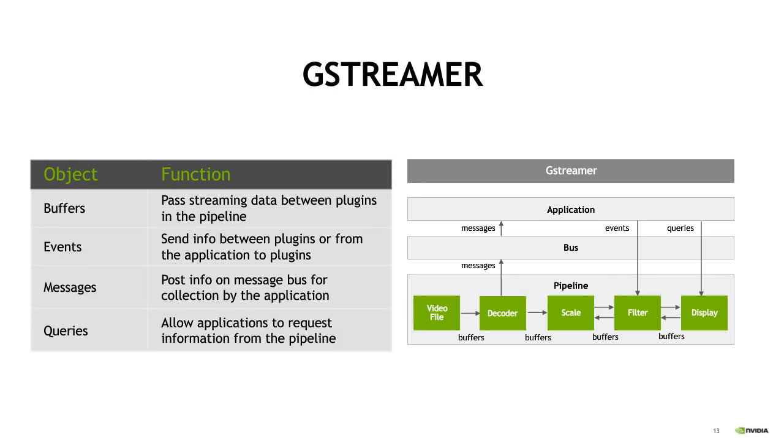Now, events send information between plugins or from the application to the plugin. You can create events for specific use cases. You can also create messages. Now, messages post information on the message bus to be collected by the application. You can also create queries. And queries allow applications to request information from the pipeline explicitly rather than posting it to the application.